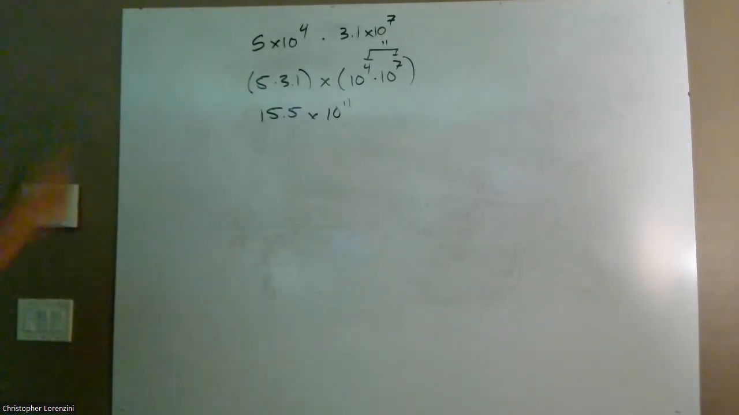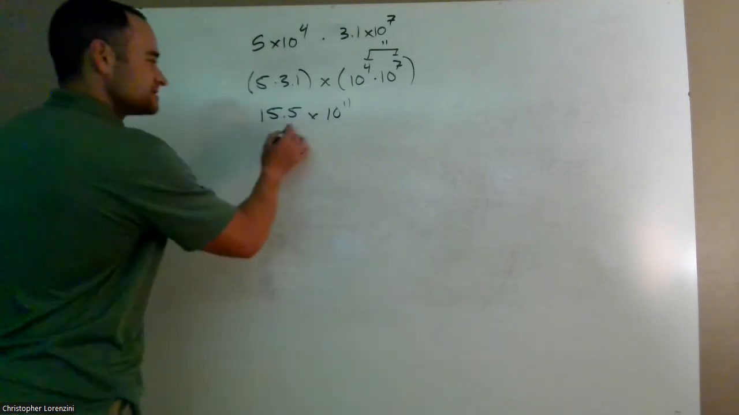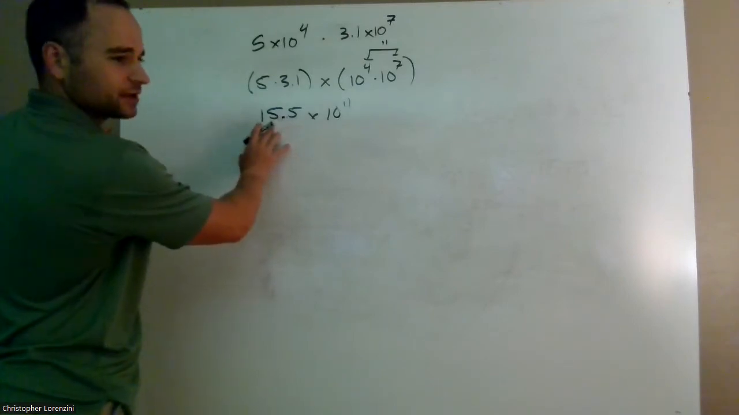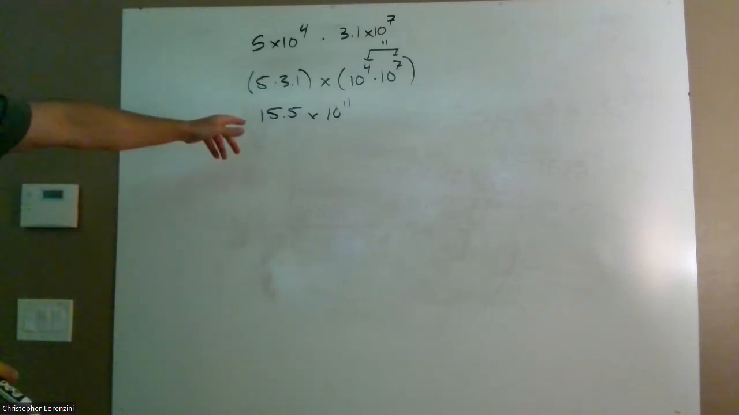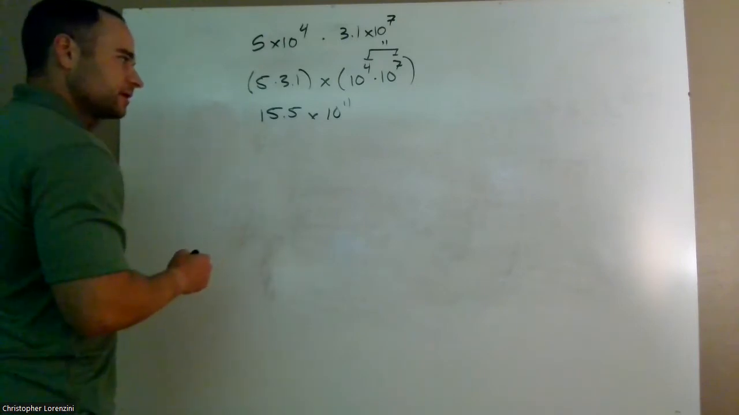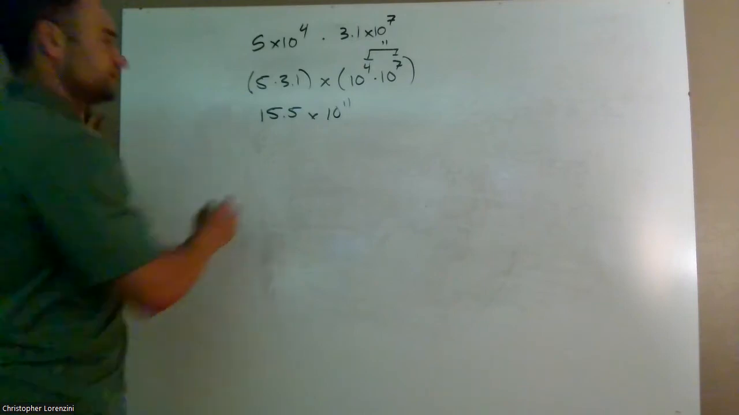Now, this number is not written in scientific notation. In order for it to be written in scientific notation, this number must be less than 10 and greater than 1. It is 15. That is larger than 10. So what happens here is I have to adjust my answer just a little bit.